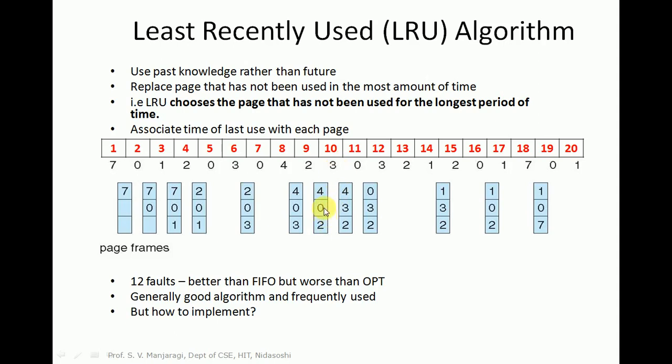Go for the replacement. So which one do you replace? Which is the page which is not used for the longest period of time? It is 0 here. So 0 is replaced with 3. Okay. The next one is 0. Again, 0 is not there in the memory. We need to go for the page replacement.